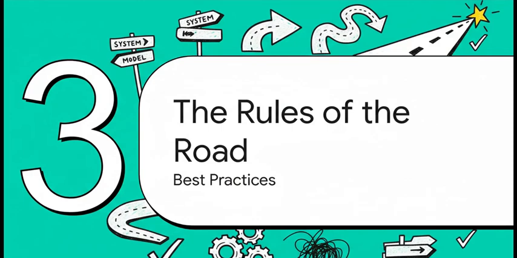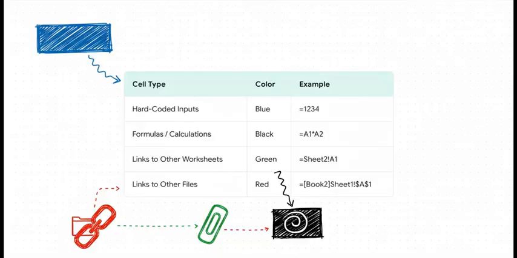These are the best practices that really separate a messy, unreliable model from a professional, auditable one, the kind people can actually trust. Okay, one of the simplest but most powerful best practices is color coding. In professional modeling, this is completely non-negotiable. Blue font means it's a hard-coded input, a number you typed in, an assumption. Black font means it's a formula, a calculation. This simple system instantly tells anyone who opens your spreadsheet which numbers or assumptions they can play with and which are calculations they should never, ever touch.